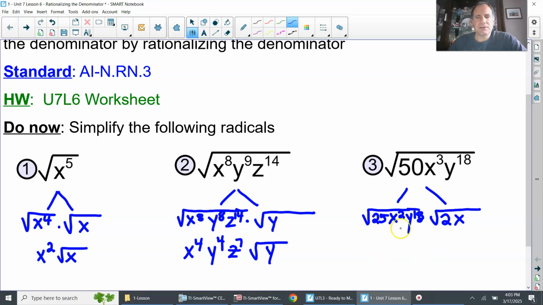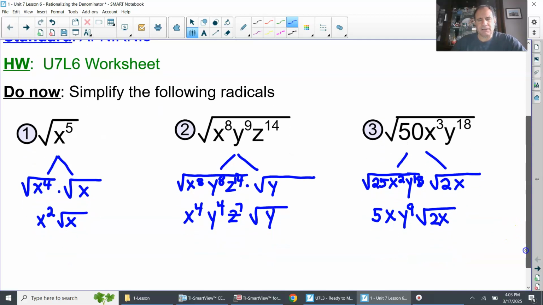So all of these terms are in the perfect square radical. The square root of 25 is 5. The square root of x squared is x. And the square root of y to the 18th is y to the 9th. And then you would get the square root of 2x. And that is it.